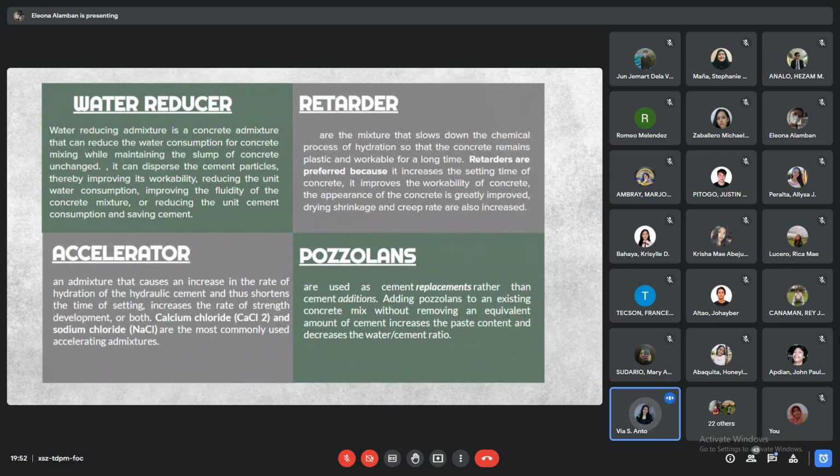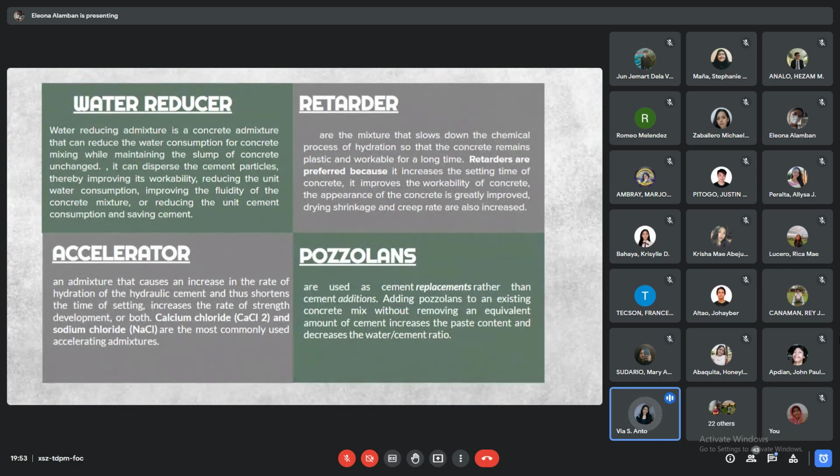Water reducing admixture is a concrete admixture that can reduce the water consumption for concrete mixing while maintaining the slump of concrete unchanged. It can disperse the cement particles, thereby improving its workability, reducing the unit water consumption, improving the fluidity of the concrete mixture, or reducing the unit cement consumption and saving cement. So, the point of the water reducer is that you use less cement, but you are also maintaining the slump of concrete unchanged.